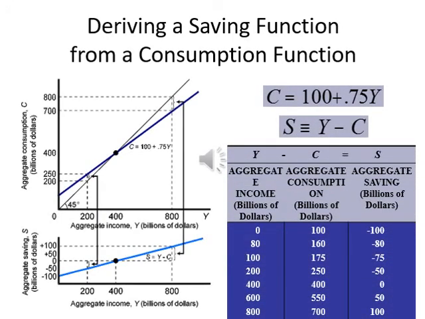Deriving a saving function from a consumption function. C equals 100 plus 0.75 Y. S equals Y minus C.